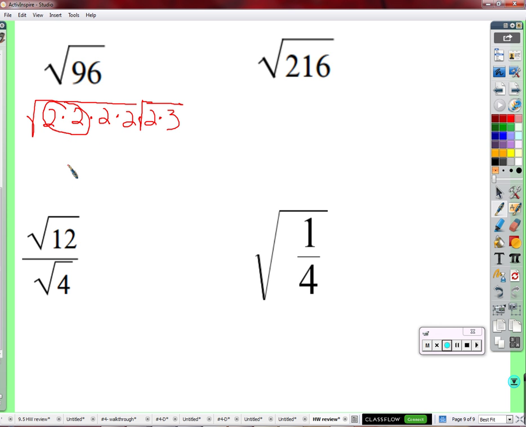We get a 2, right? A pair of 2's is a 4. The square root of 4 is 2. So we kind of do it and then undo it, multiply it together, and then figure out what it is. So a pair of 2's is going to be a 4. Another pair of 2's is going to be a 4, which really, when you take the square roots of this, 2 times 2, you get 4. The square root of 16 is 4 times the square root of 6.